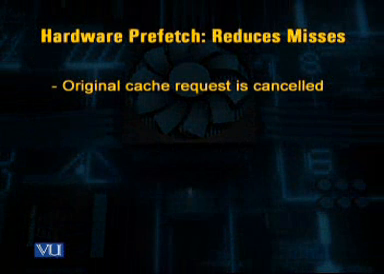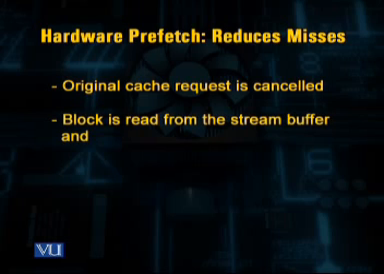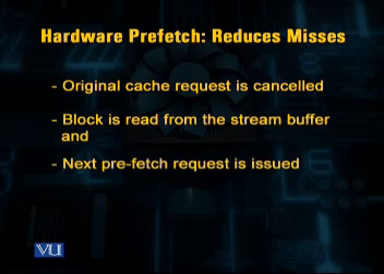Number 1, the original cache request is cancelled. Number 2, the block is read from the stream buffer. And last, the next prefetched request is issued. Here, note that the prefetching relies on the effective utilization of memory bandwidth that otherwise would be unused, and that lowers the memory performance due to its interference with the demand misses.